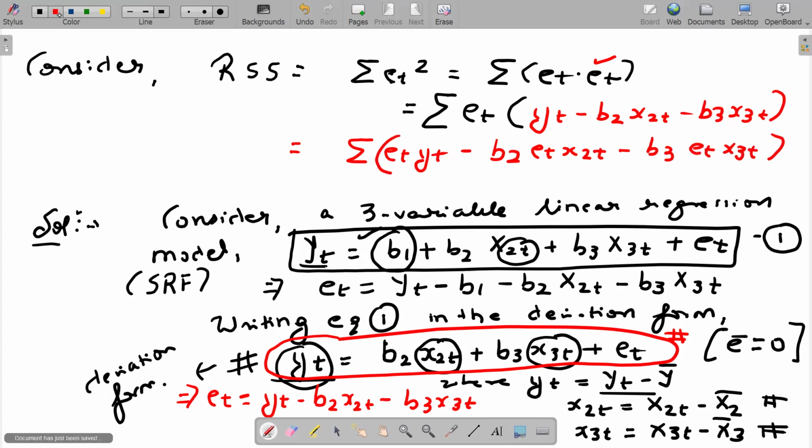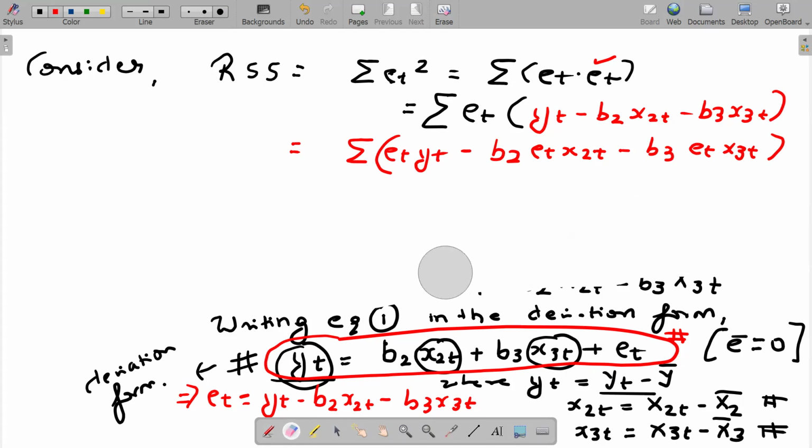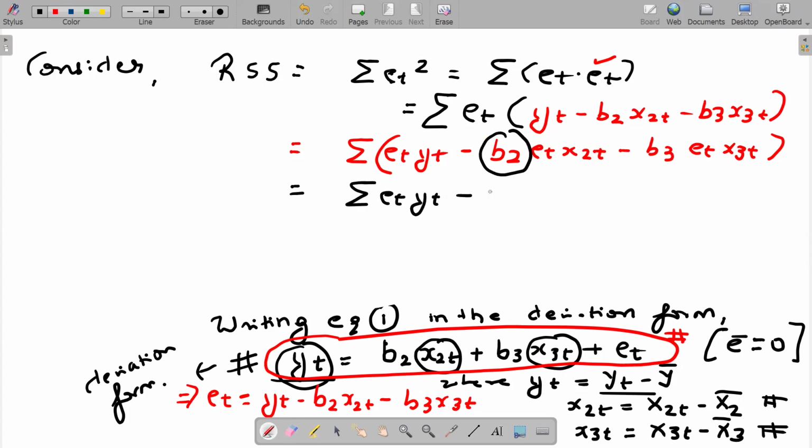And now I can open up this whole big bracket. So I can write this as summation et yt minus b2, which is a constant, comes out of the summation, times summation et x2t, minus b3, a constant, comes out of the summation, times summation et x3t.